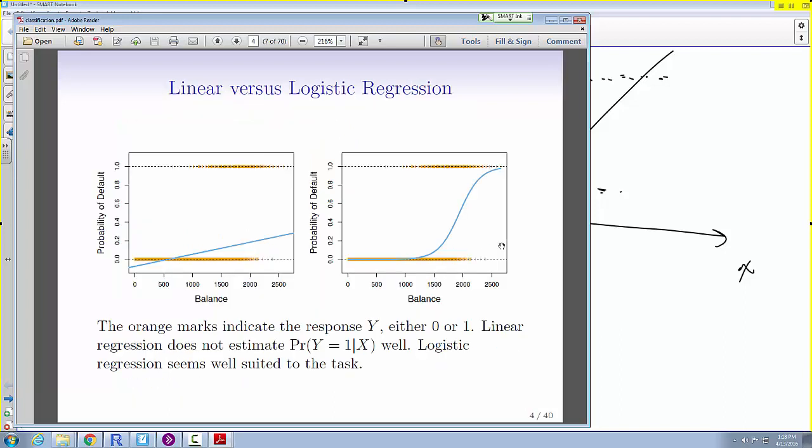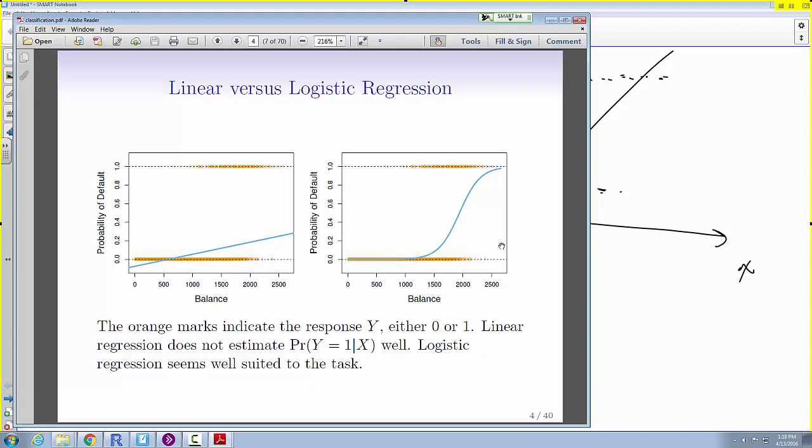Pictures like we just made. Linear regression fit to a 0-1 problem on the left. Logistic regression fit on the right. And it turned those probabilities on the left. If you treat 0-1 as your response, you're modeling the response with a line.